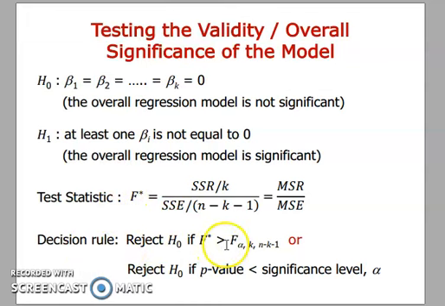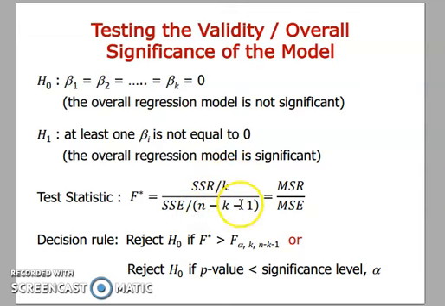So for the F table, as usual, you need to have N1 and N2, so you need to have 2 degrees of freedom. The first degrees of freedom will be K, the number of regressors. The second degrees of freedom will be N minus K minus 1. So if you see from the formula, this one will be the degrees of freedom for the numerator, and this one will be the degrees of freedom for the denominator.